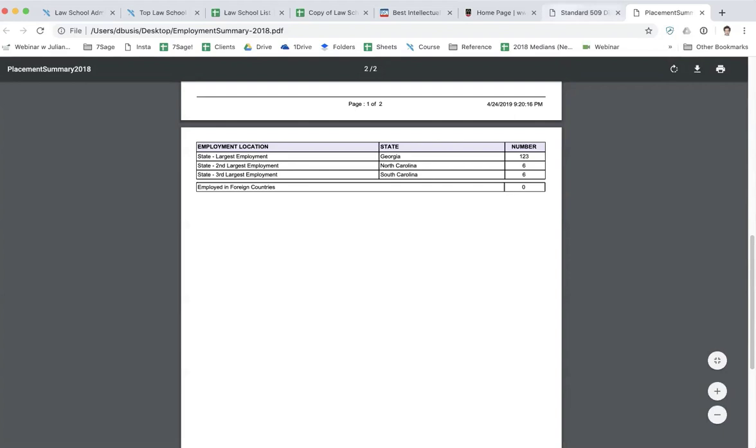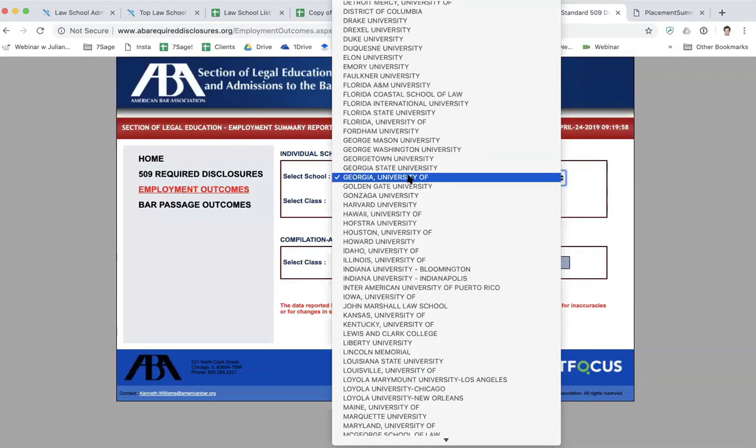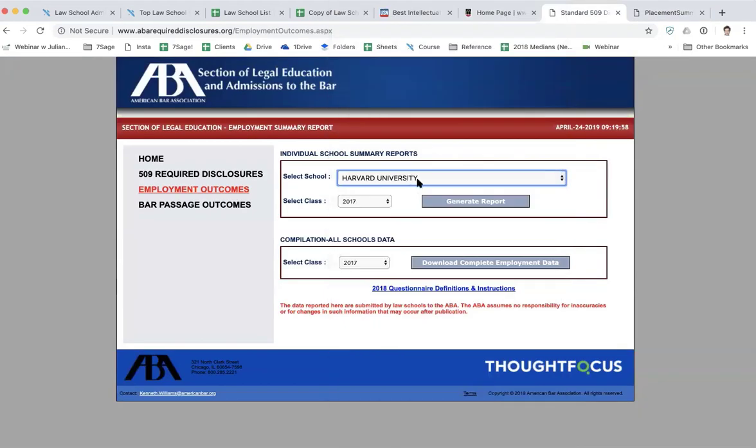Mm-hmm. And just for comparison, let's look at Harvard's.